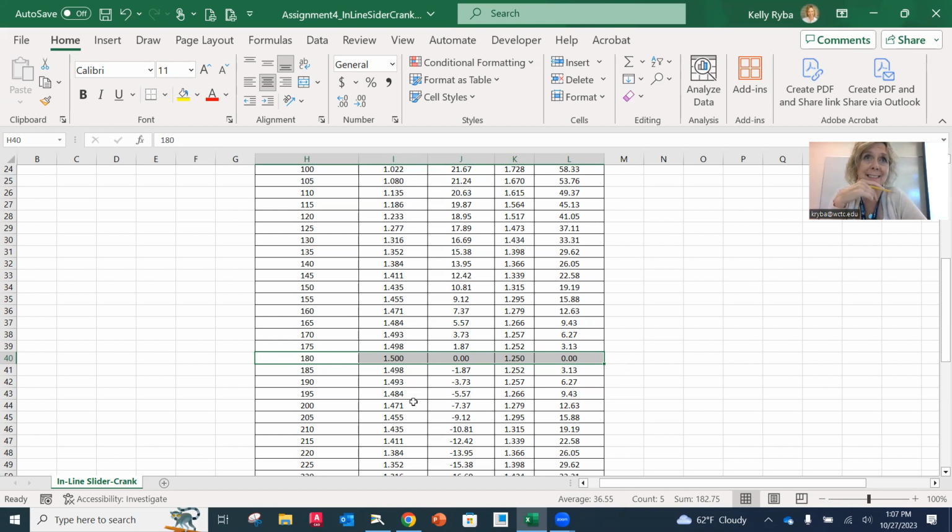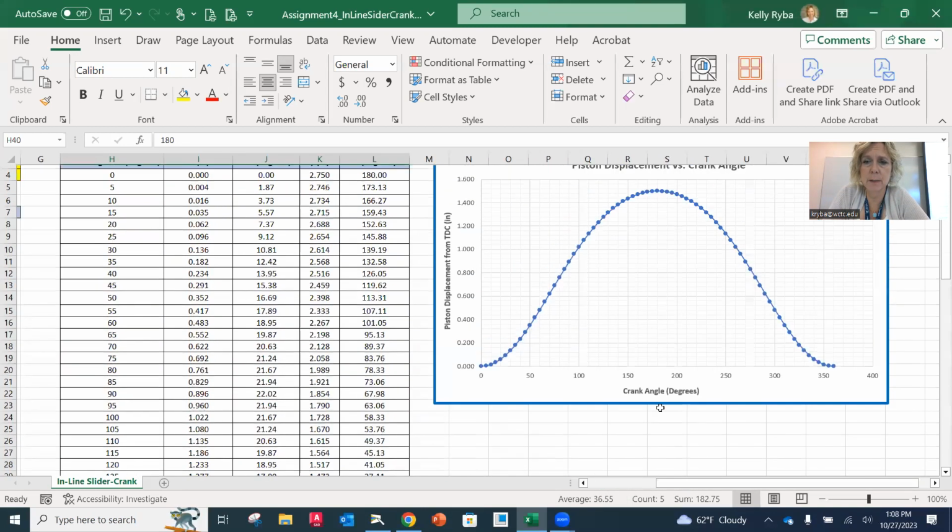Offsets do not do that. Okay. Offsets do not do that. So, any questions about a displacement diagram? It truly just gives us that graphical representation of what the displacement is in relationship to crank angle.